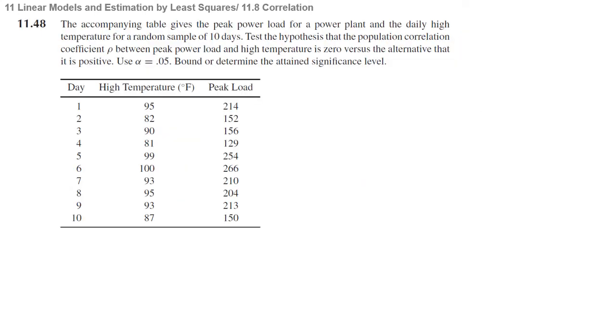The accompanying table gives the peak power load for a power plant and the daily high temperature for a random sample of 10 days. So we have the daily high temperature for 10 days, and also the peak power load. Test the hypothesis that the population correlation coefficient rho between peak power load and high temperature is 0. So the test is the null hypothesis rho is 0 versus the alternative that rho is positive. This is our hypothesis, and alpha is 0.05.